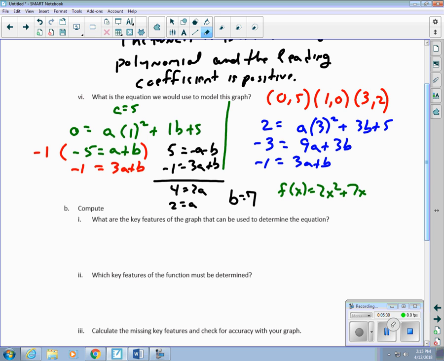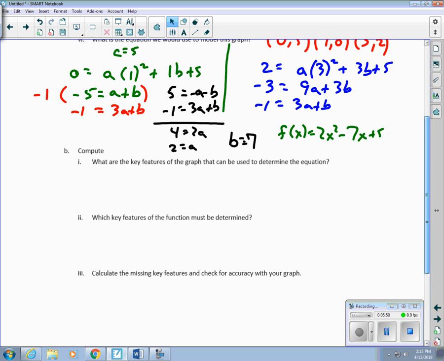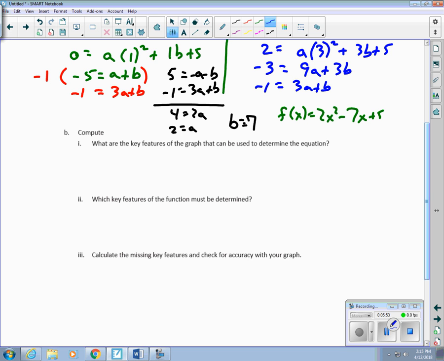Did I get b right? Let me just check something. Hold on one second. b is negative 7, I'm sorry. So it's 2x squared minus 7x plus 5. Okay. So what are the key features of the graph that can be used? We used the y-intercept. And again, you plug that into your calculator and make sure all three points show up: the y-intercept and two other points.